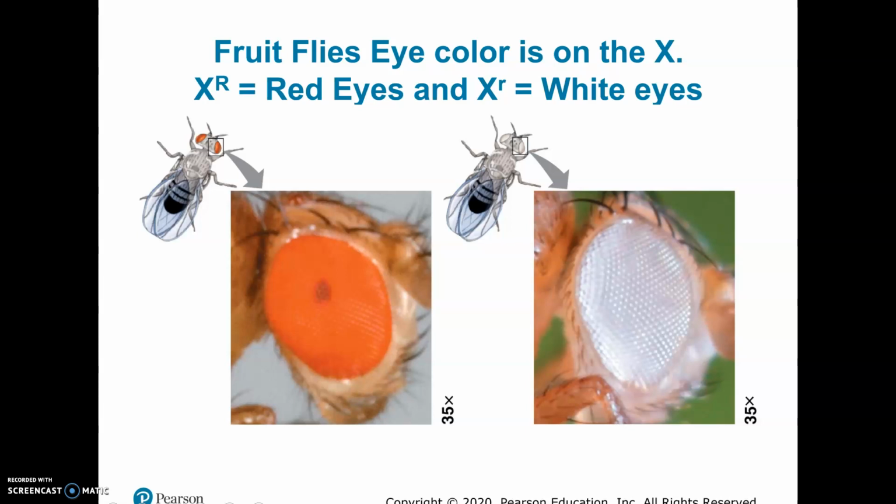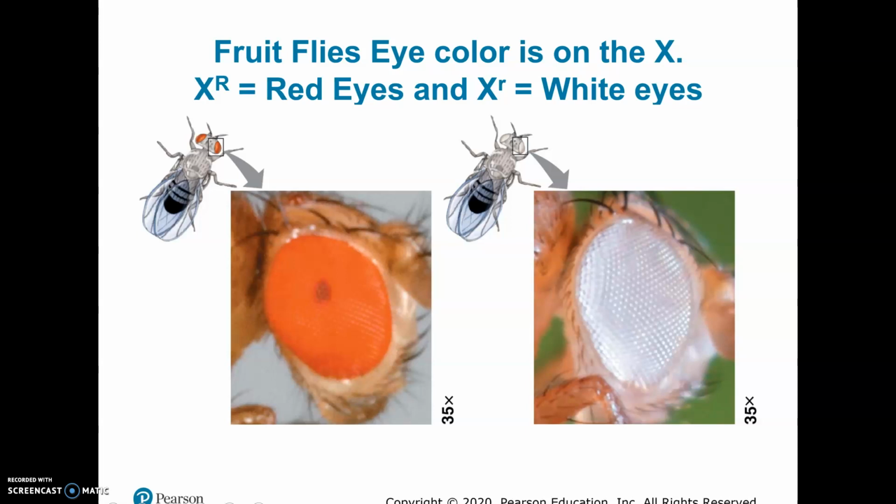So yesterday we were talking about what are called sex-linked traits. These are traits that are specifically carried, typically, on the X chromosome. And we had left off with this fruit fly example. So fruit fly, the color of their eyes, red or white, is on the X chromosome.